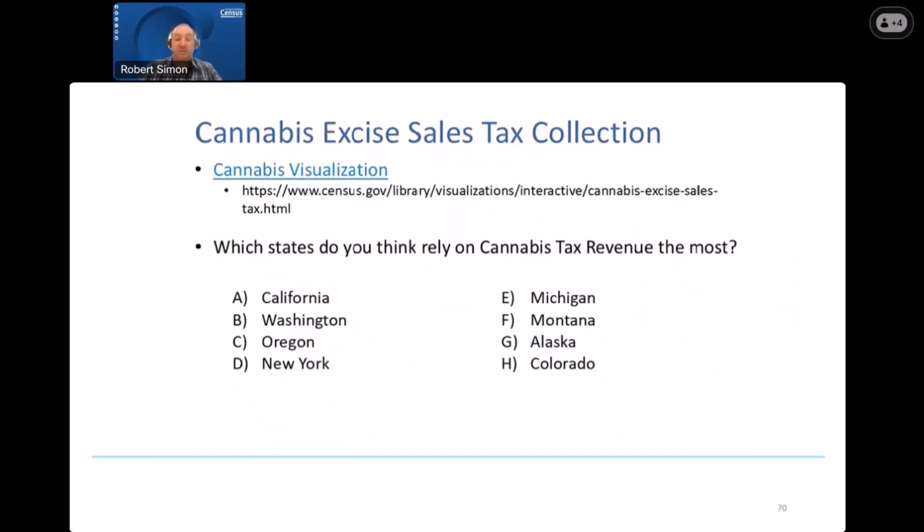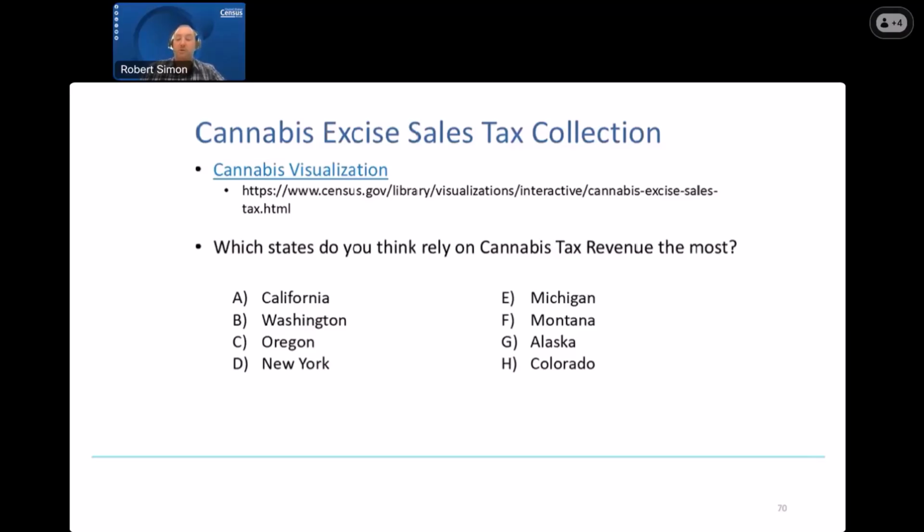Next, I want to create some listener engagement. Which states do you think rely on cannabis tax revenue the most as a percentage of total tax revenue? Please use the polling feature to pick an answer. The options are California, Washington, Oregon, New York, Michigan, Montana, Alaska, and Colorado.